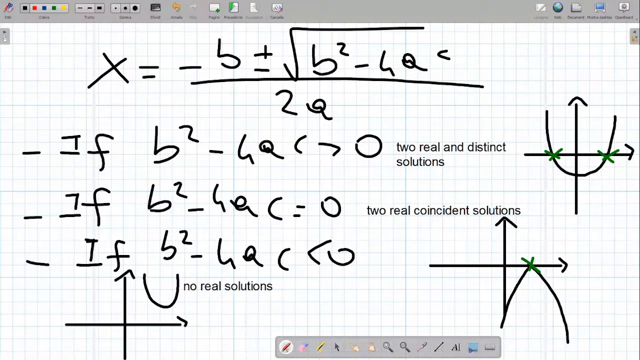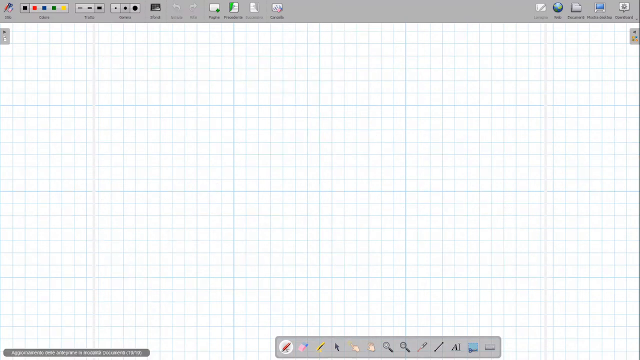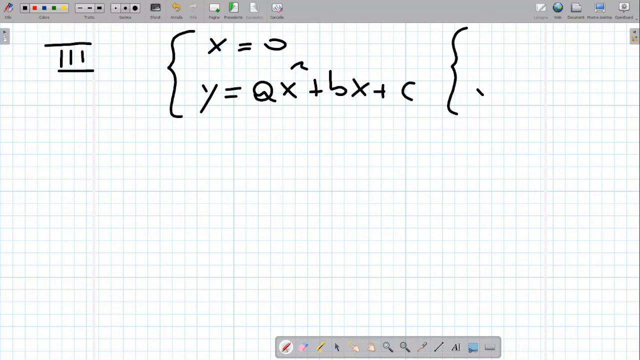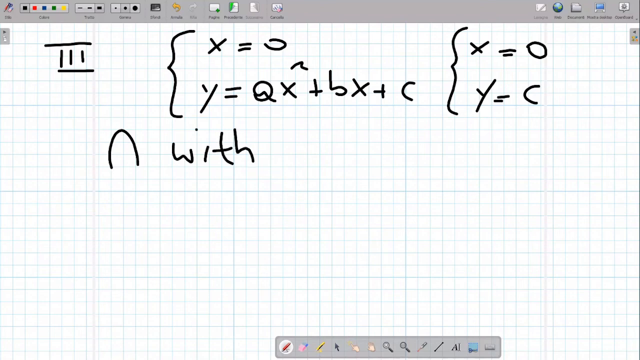Then, finishing the steps for drawing a parabola, I can just say that the third step can be the intersection with the vertical axis, meaning solving the system x equal to 0, y equal to ax power 2 plus bx plus c, which turns into y equal to c. So the point will have coordinates 0, c. This will represent the intersection with the y-axis.